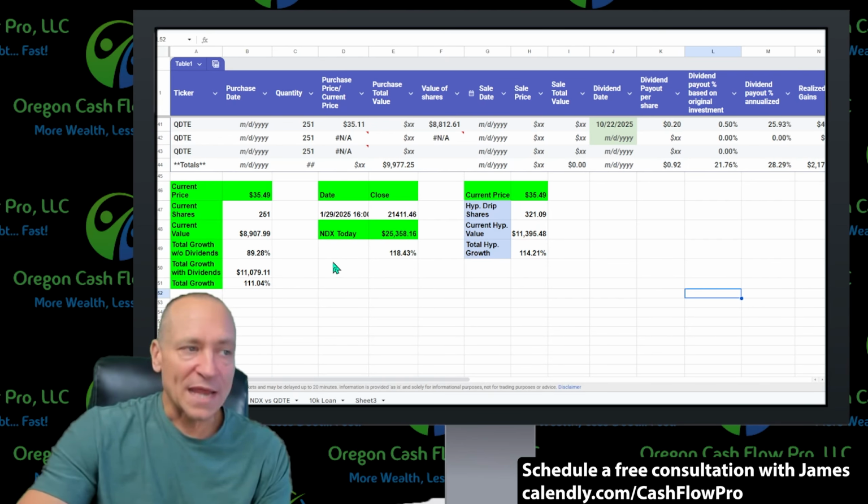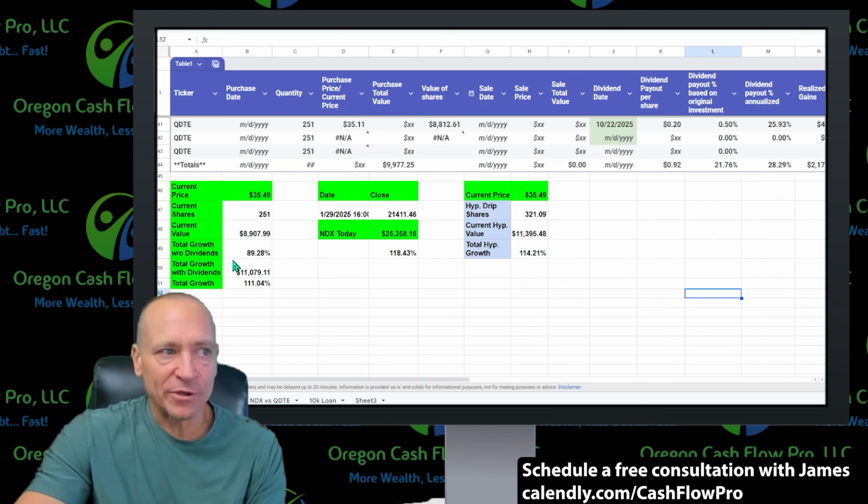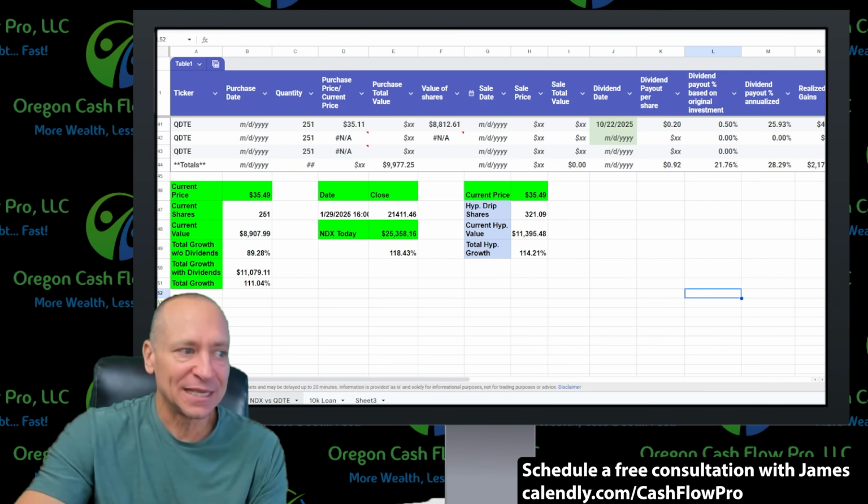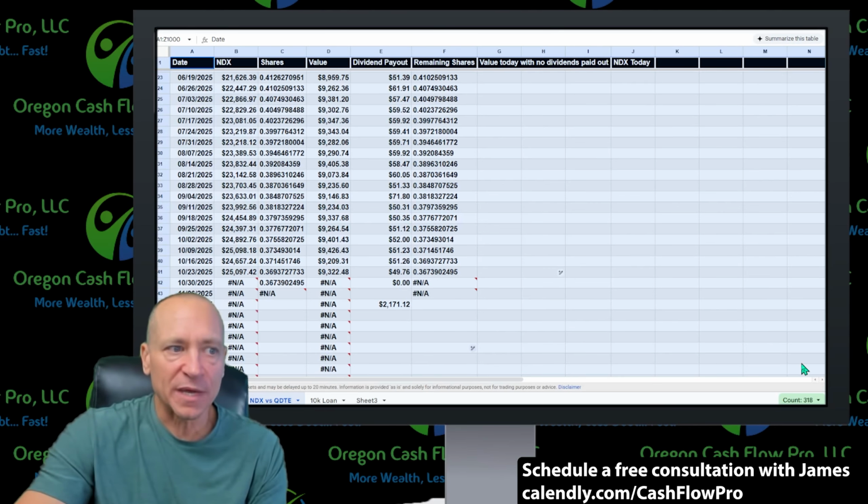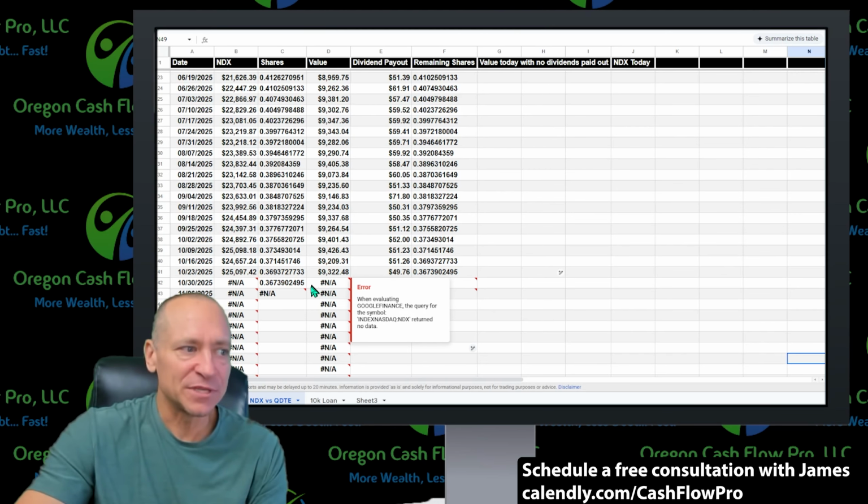But right now, we're happy with how it's playing out here. But had I actually just done it inside the NDX, we would be in a better position. Pretty interesting to see how this stuff plays out.